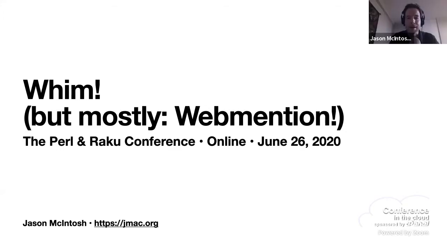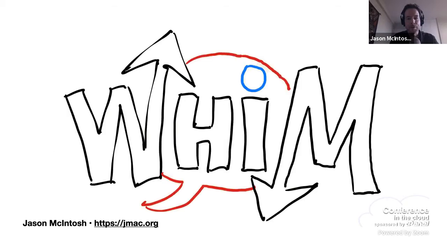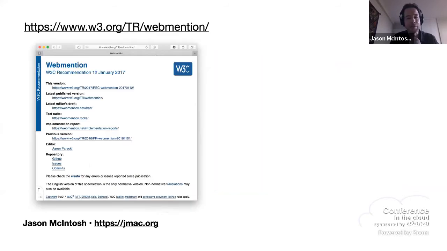Hi, I'd like to tell you about Whim, a new command line tool for working with web mentions that I released earlier this week. But you probably don't know what web mentions are, so I'm mainly going to talk about that instead. Webmention is a nascent web technology codified as a W3C recommendation in 2017, defining a platform-neutral method for letting one website know that another website is linked to it.